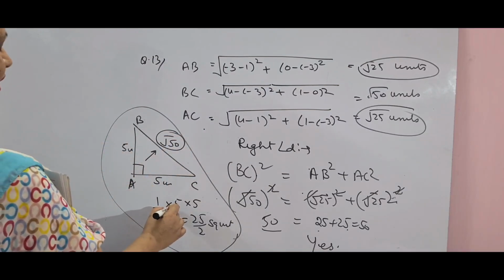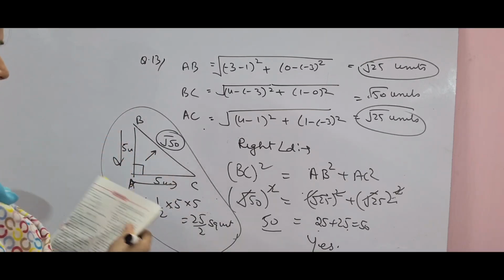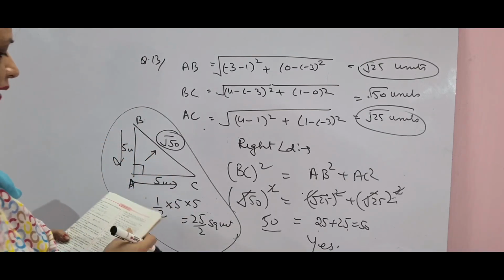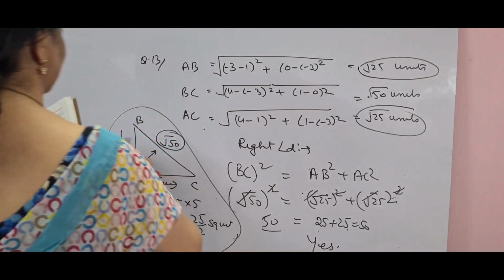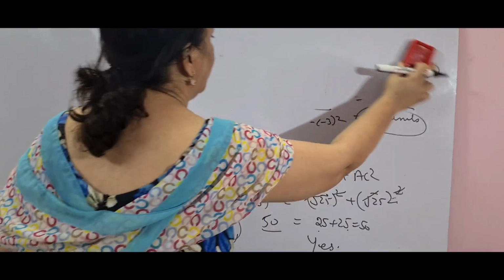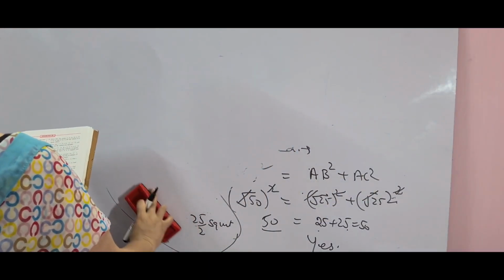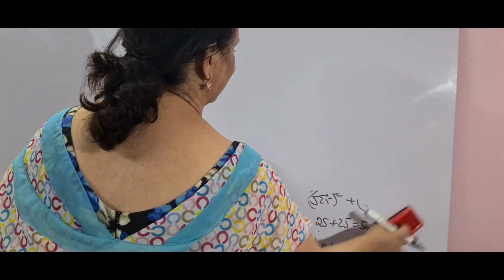So you have to find the area, half into base into height. This is the question and one of the very, very important. Then question number 14, again very simple. Property of the square. They have given you 4 vertices of the square, and they are asking you to find whether it is a square or not.